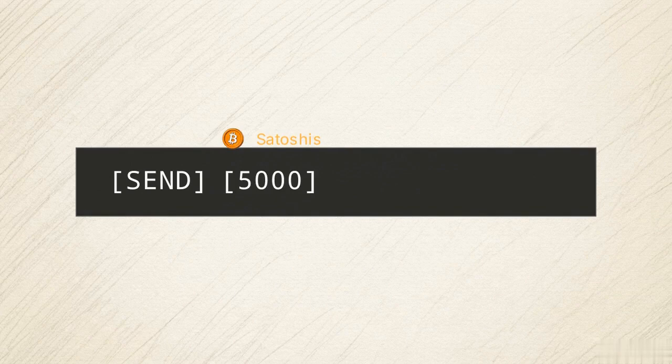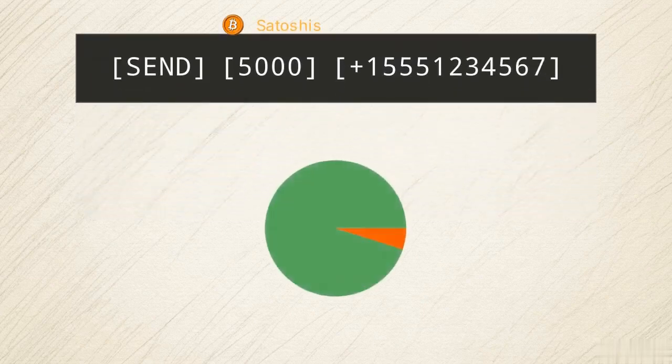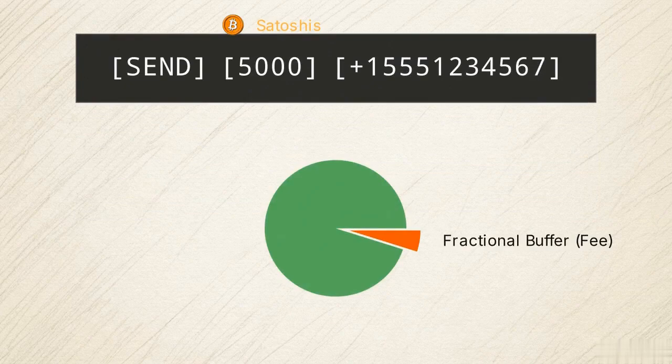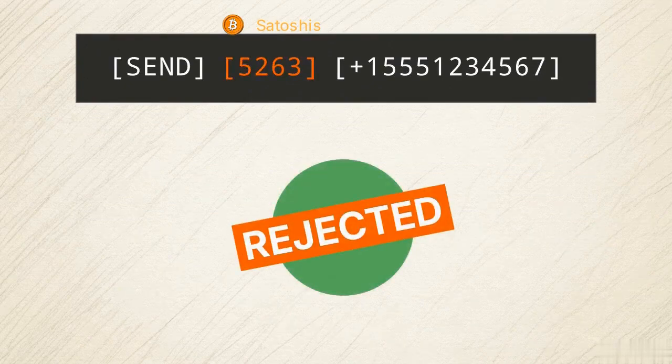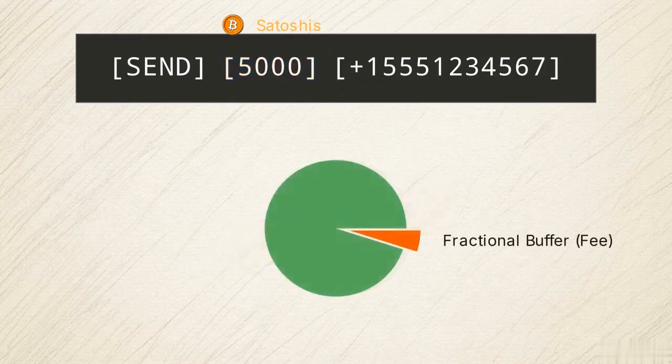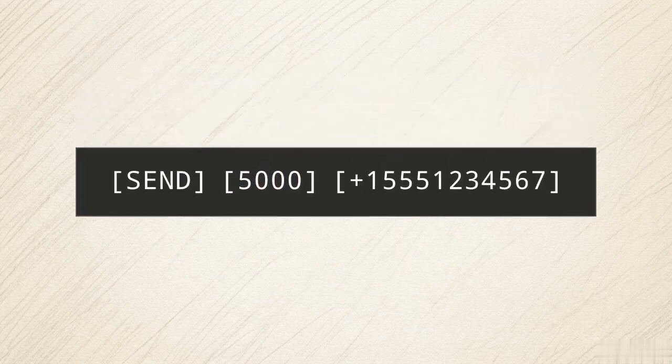You must leave a fractional buffer of funds in your originating account. The network requires a transaction fee, and attempting to send your entire balance will result in an automated rejection. Finally, append the recipient's exact destination identifier. This is their phone number, including the mandatory country and area codes.